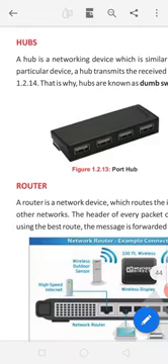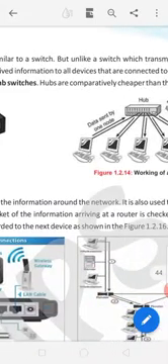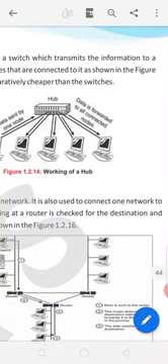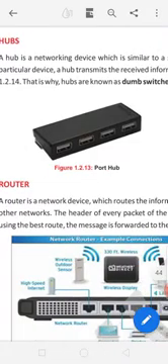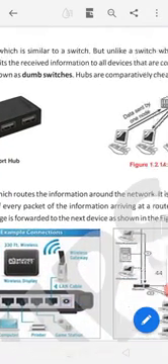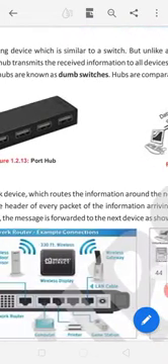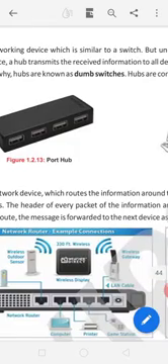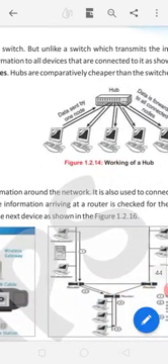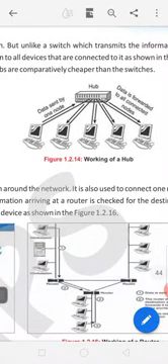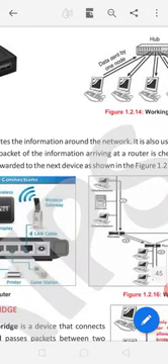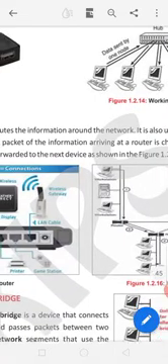A hub is a networking device which is similar to a switch, but unlike a switch which transmits the information to a particular device, a hub transmits the received information to all the devices that are connected to it, as shown in the figure. That's why hubs are known as dumb switches. Hubs are comparatively cheaper than switches. I already told you, it transfers the data to all connected devices, not a particular destination. Like this. This is why it is known as a dumb switch. And this question will come in the exam many times.